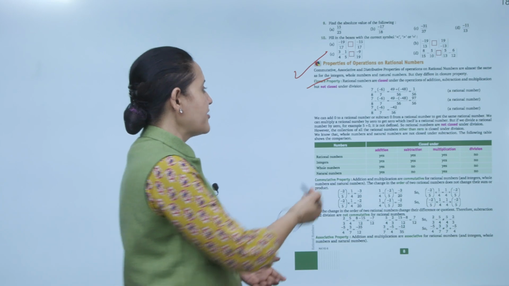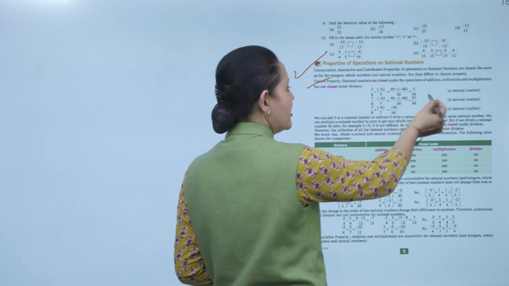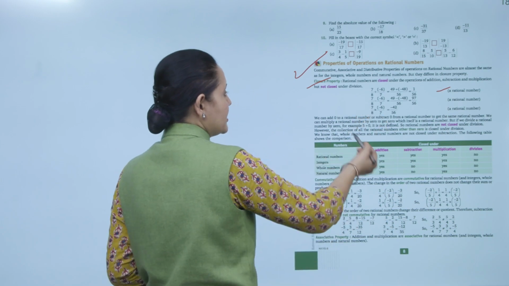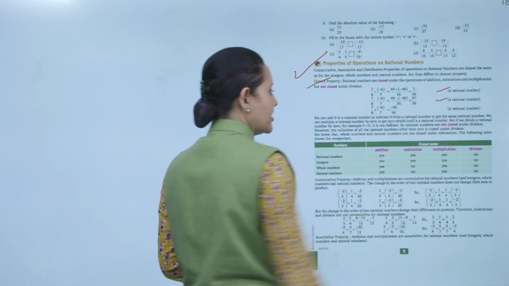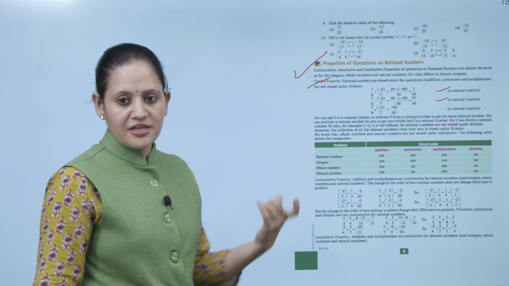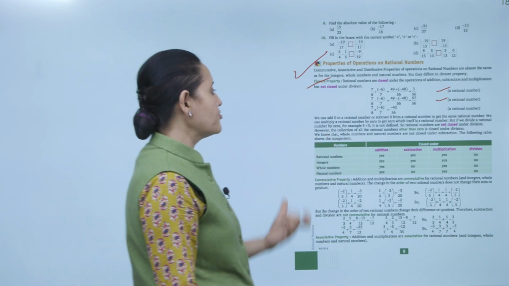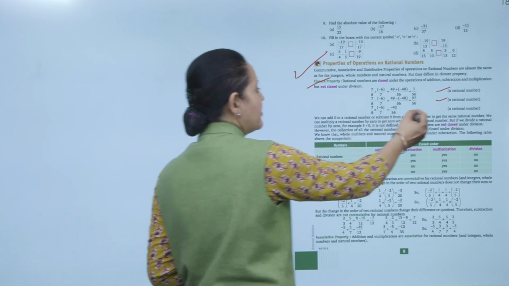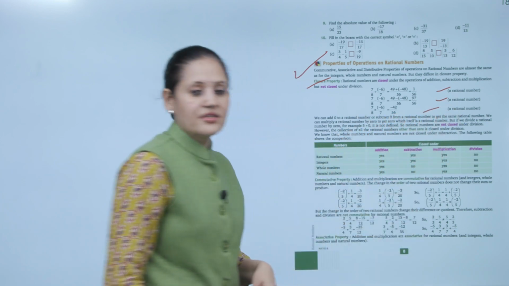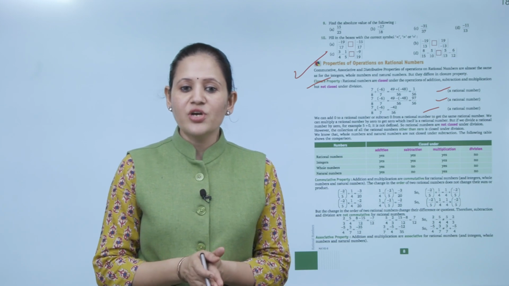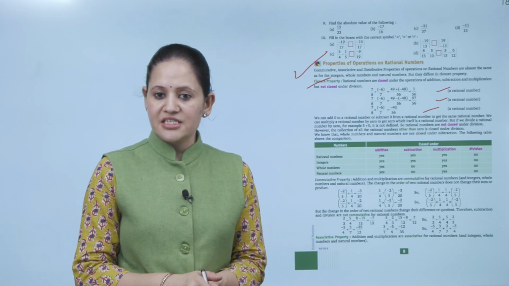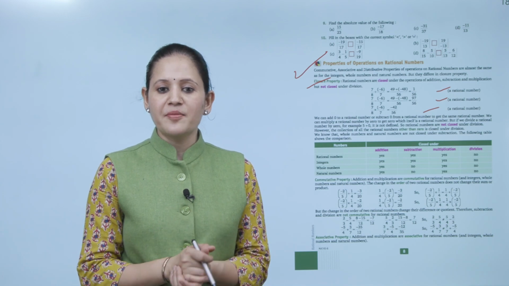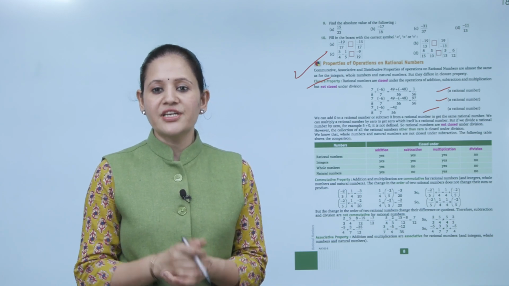So 7 by 8 addition, you will get a rational number. In subtraction, again you will get a rational number. If you add 2 rational numbers, you get a rational number. If you subtract 2 rational numbers, you get a rational number. If you multiply 2 rational numbers, you will get a rational number. We can add 0 to a rational number or subtract 0 from a rational number to get the same rational number. We can multiply the rational number by 0 to get 0 itself.